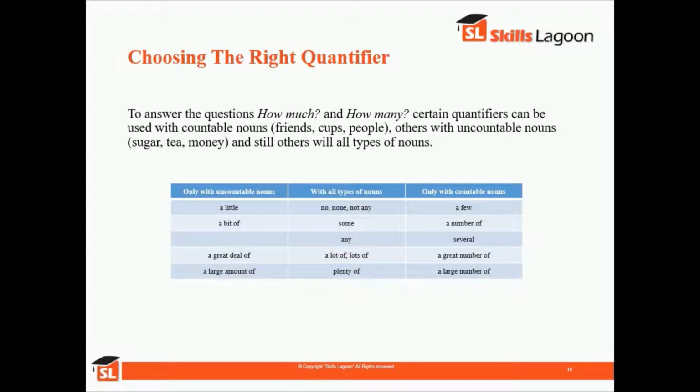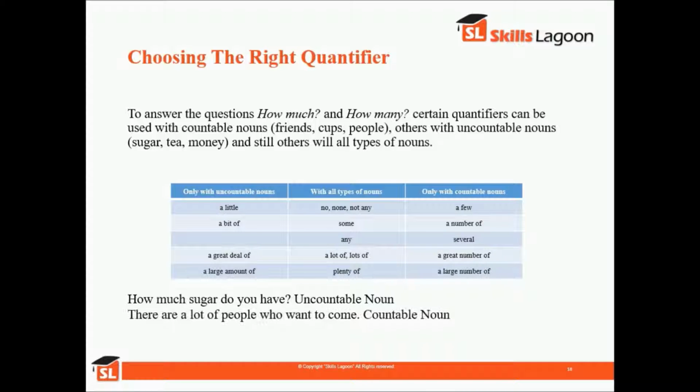First of all, with uncountable nouns we can use a little, a bit of, a great deal of, a large amount of. With all types of nouns: no, none, not any, some, any, a lot of, lots of, or plenty of. And with countable nouns: a few, a number of, several, a great number of, a large number of. So, how much sugar do you have? It is an uncountable noun. There are a lot of people who want to come. So this is a countable noun.